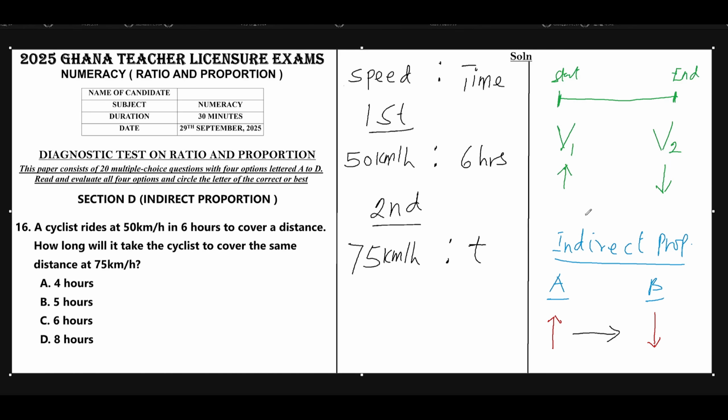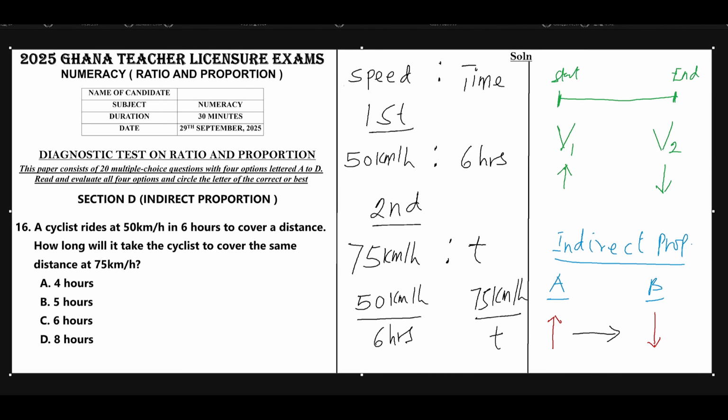So how then do we solve questions under indirect proportion? Let's rewrite this as a common fraction. So 50 kilometers per hour is to 6 hours. That can be written as 50 kilometers per hour over 6 hours. And then the second one, 75 kilometers per hour, and then the unknown time. That can also be written as 75 kilometers per hour over time.